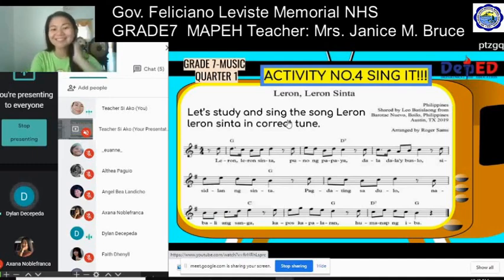Leron sinta, punong ng papaya, dalay-dalay buslo, sisindan ng bunga. Pagdating sa dulo, nabali ang sanga, kapos kapalaran, humanap ng iba.